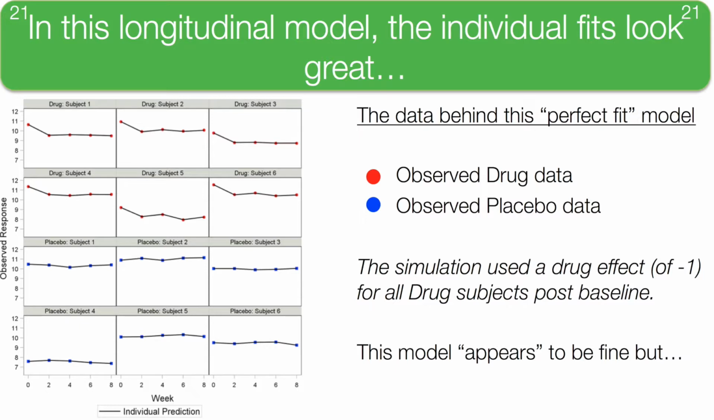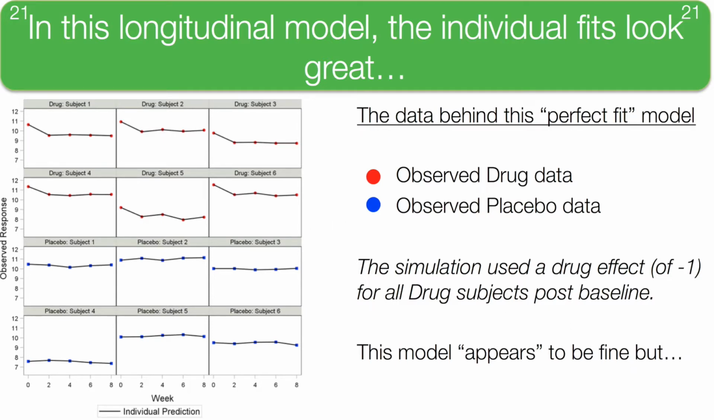So here is the data behind that longitudinal model fit. These individual fits look great. So what do we have here? We have 6 patients who received drug, 6 patients who received placebo. We have week 0, week 2, week 4, week 6, week 8. And the simulation here is using a drug effect for all the drug subjects post baseline of -1. So down here, this is about a -1 reduction across these 6 subjects.